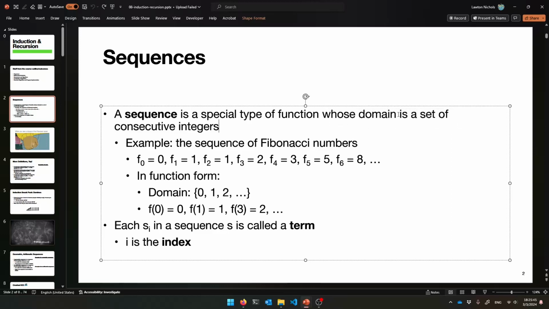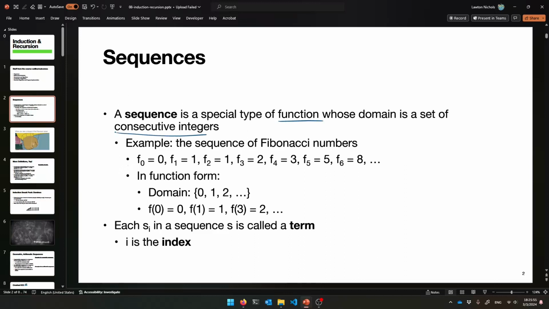So it's a domain where the set is some set of contiguous consecutive integers. All right, so that's all you need. It's just a function. You can define a sequence as a function of consecutive integers. So for example, here are the Fibonacci numbers. You've seen the Fibonacci sequence before, hopefully. Let's say that they start at 0. The first two Fibonacci numbers are 0 and 1. And then to get to the next one, you add them together, and that gives you the next one.